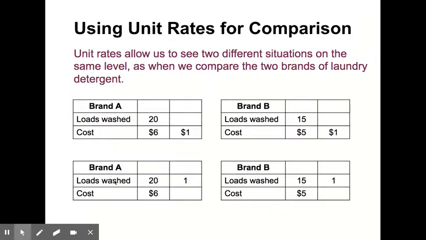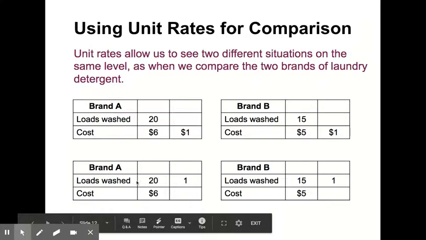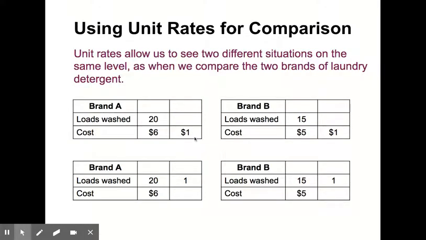We can deal with this using unit rates for comparison. Unit rates allow us to see different situations on the same level, as when we compare the two brands of laundry detergent. So we can find the cost of $1 and then how many loads it can wash for each brand, or we can find how much one load would cost for each one. And we would do that by just taking whatever thing we wanted to find one of and dividing it by that number, or making it 1.